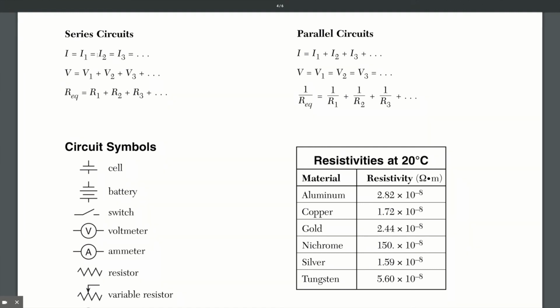What this first equation means is that the current is the same everywhere in the series circuit. And that should really make a lot of sense, that the current would be the same no matter where you measure it, because you only have one path in a series circuit for the current to follow.